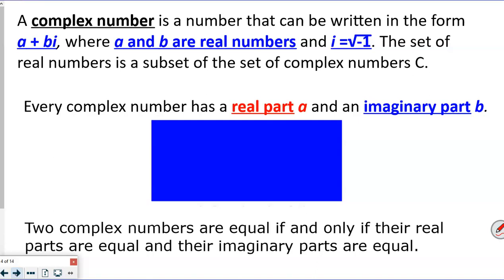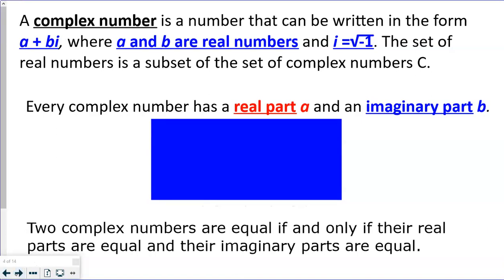So in y'all's notes, it says a complex number is a number that can be written in the form a plus bi, that's your first blank, y'all, a plus bi, where a and b are real numbers, that's your second blank. And yes, I know that's a lot to write in that little blank. And where i is equal to the square root of negative 1. So a complex number is a number that can be written in the form of a plus bi, where a and b are real numbers, and i is the square root of negative 1.